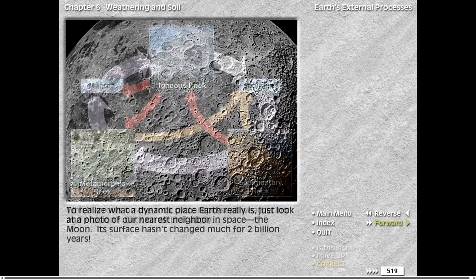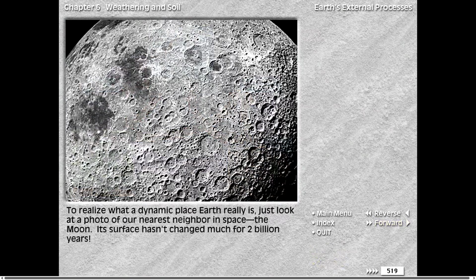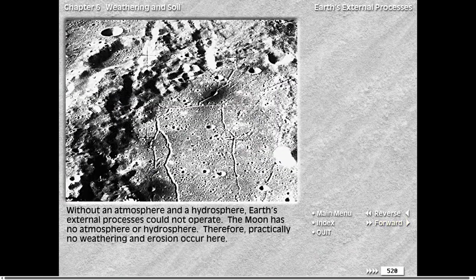To realize what a dynamic place Earth really is, just look at a photo of our nearest neighbor in space, the Moon. Its surface hasn't changed much for 2 billion years. Without an atmosphere and a hydrosphere, Earth's external processes could not operate. The Moon has no atmosphere or hydrosphere. Therefore, practically no weathering and erosion occur here.